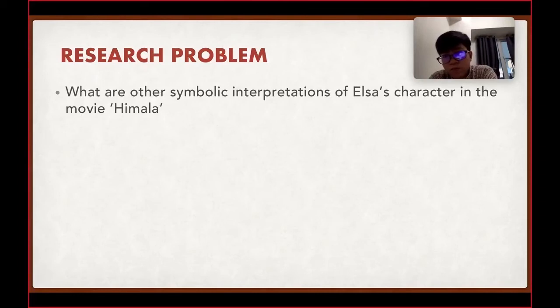Research objectives: to scrutinize the character of Elsa to present new interpretations of the film. Next, determine different images of the character through Roland Barthes' semiotic theory by answering how the film constructed the image of Elsa. Number 3, interpret Elsa's character through analysis of different elements in the film: other characters, cinematography, production.